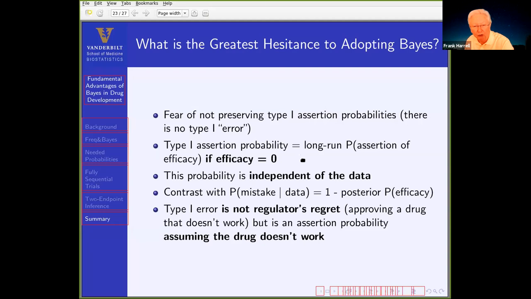It helps to understand it by noting that the type 1 error is independent of the data. It's an operating characteristic of the procedure you're going to use in analyzing the data. The probability of making a mistake is 1 minus the posterior probability of efficacy. So type 1 error never was, nor is it now, an error probability. We need to strike the word error. It is not the probability of making an error in concluding that a drug is effective. So people who don't want to use Bayes because they want to preserve type 1 error are really preserving exactly the wrong error.